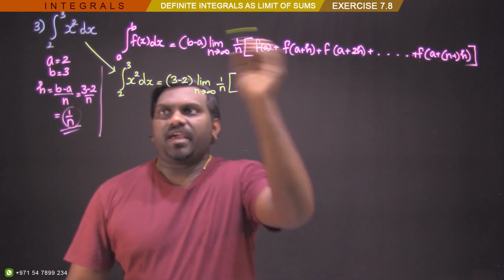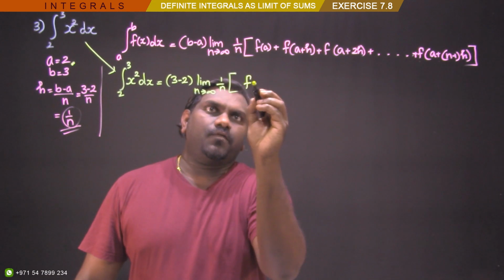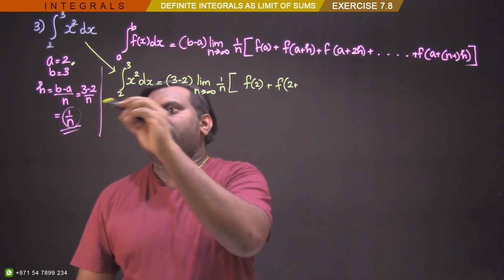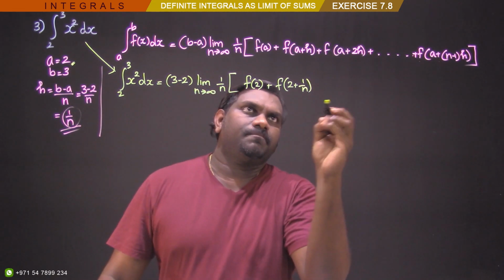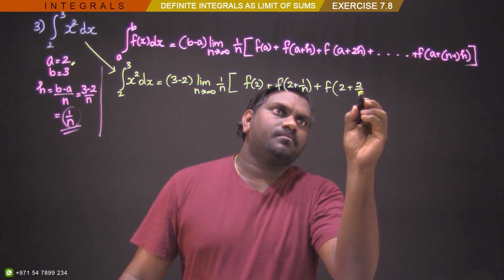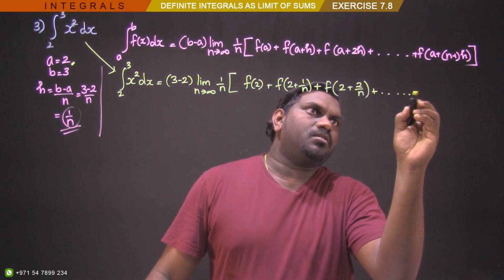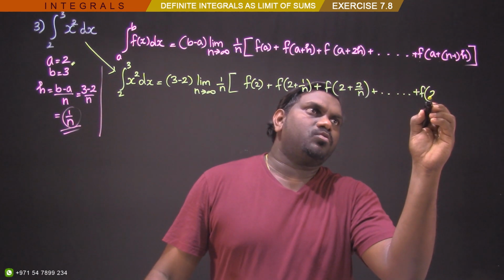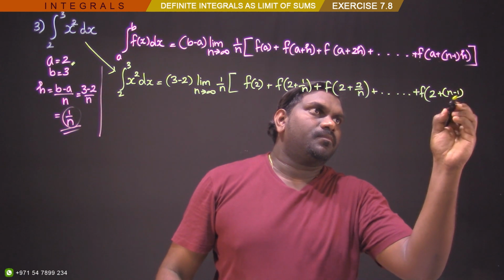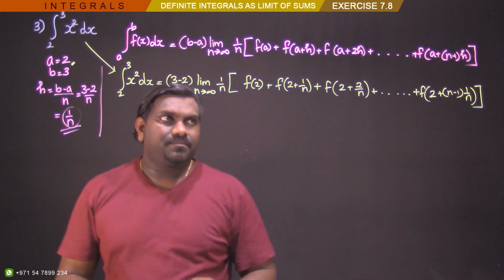f of a: what is a here? a is 2. So we need to find f of 2 here. Then what is h? h is 1 by n. Then the next function is f of 2 plus 2 by n, because when multiplied, it's 2 into 1 by n. And as it goes on, the last term is f of 2 plus n minus 1 times h, where h is 1 by n, right? Okay, got it done.